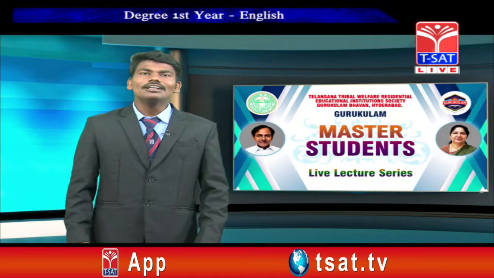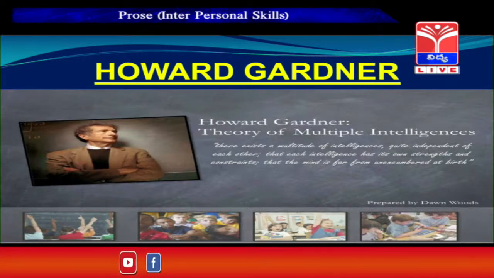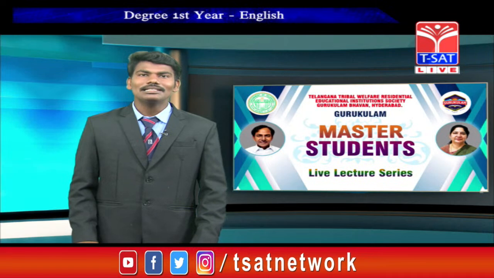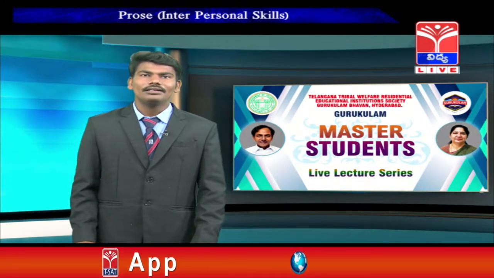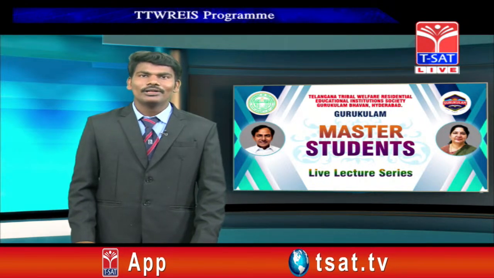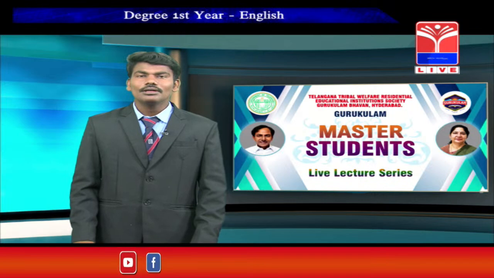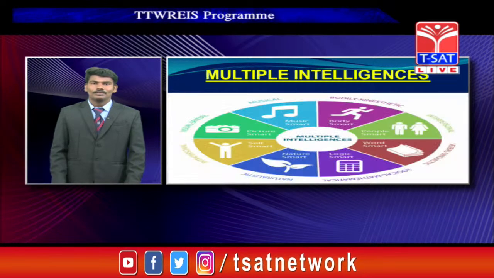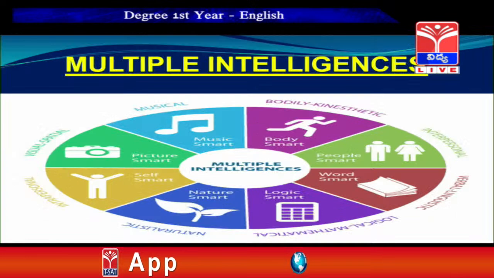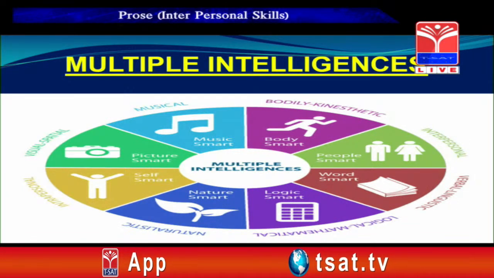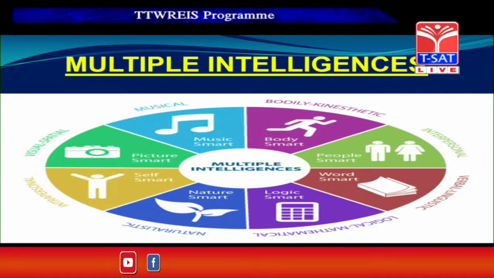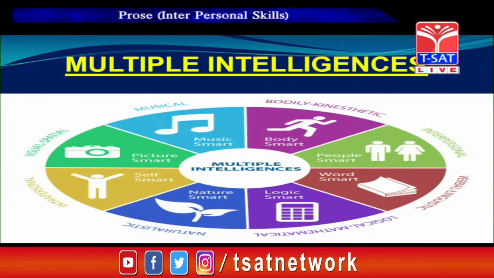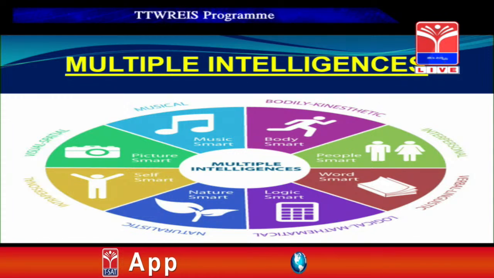Howard Gardner. Howard Gardner is an American scientist. He is also an American psychologist who proposed multiple intelligences. Multiple intelligence means a person can have different types of intelligences in his body. He also wrote many books, translated into 32 different languages. What are the multiple intelligences? Music smart, body smart, people smart, word smart, logic smart, nature smart, self smart, picture smart. These are the multiple intelligences which a person will be having.